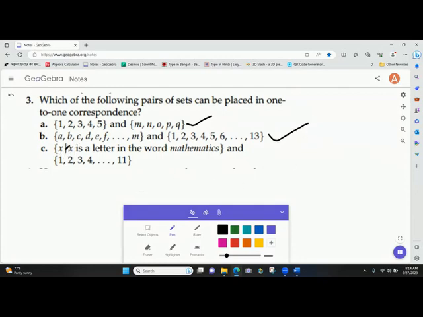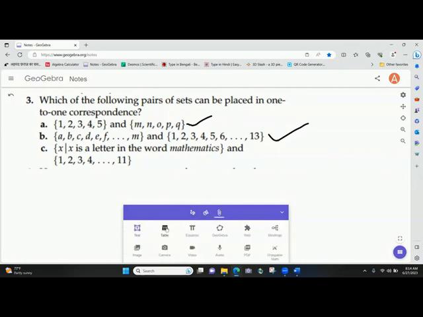This is a little tricky, guys. X is a letter in the word MATHEMATICS. It does have 11 elements: 1, 2, 3, 4, 5, 6, 7, 8, 9, 10. But the way it's phrased, this is the set they're talking about, guys. So be a little careful. They're talking about this set.